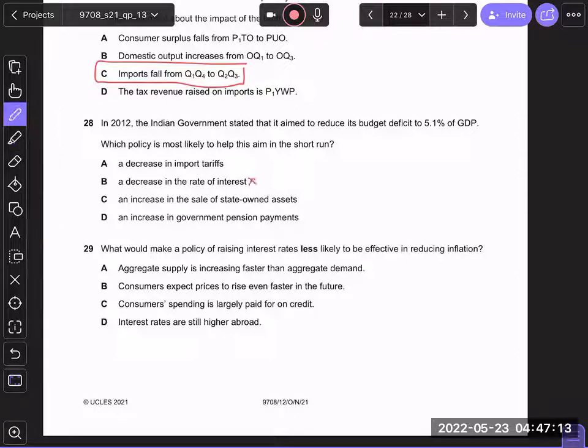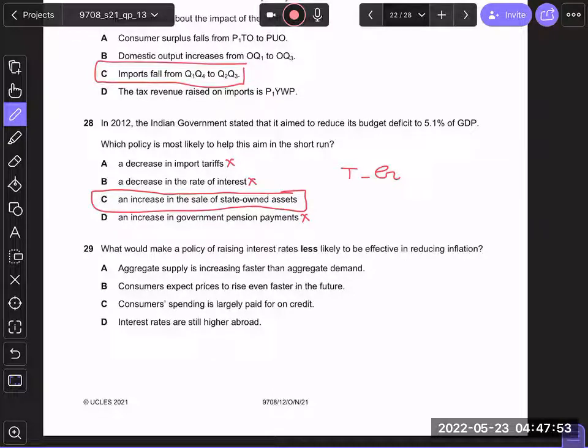This is your monetary policy. An increase in the sale of state-owned assets, an increase in the government pension payment. Pension payments will increase the deficit. And if you decrease the import tariff, it will also increase the deficit. The only correct option is to sell state-owned enterprises, so that your revenue increases and government spending decreases, or compared to your government spending, your revenue will increase, which will cause improvement in your budget deficit. Basically, it will move towards a surplus because the government will generate revenue.